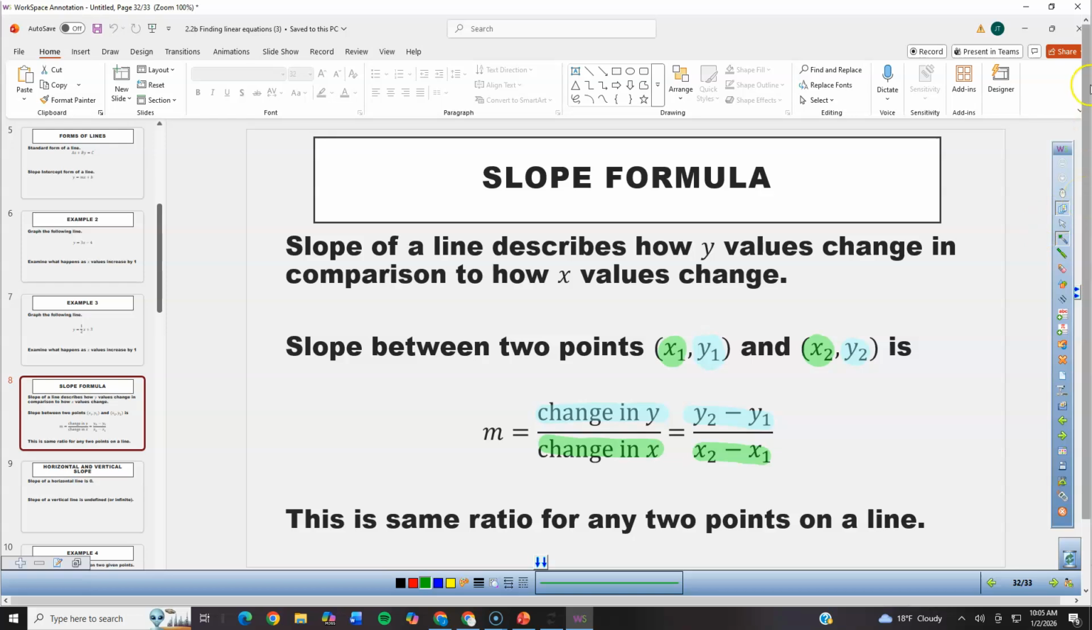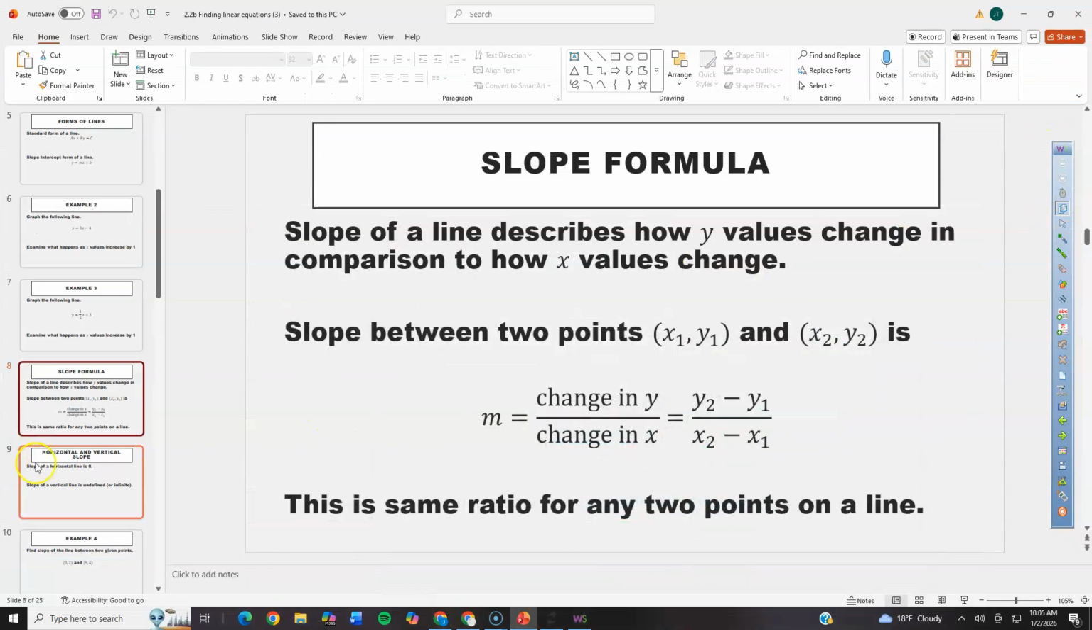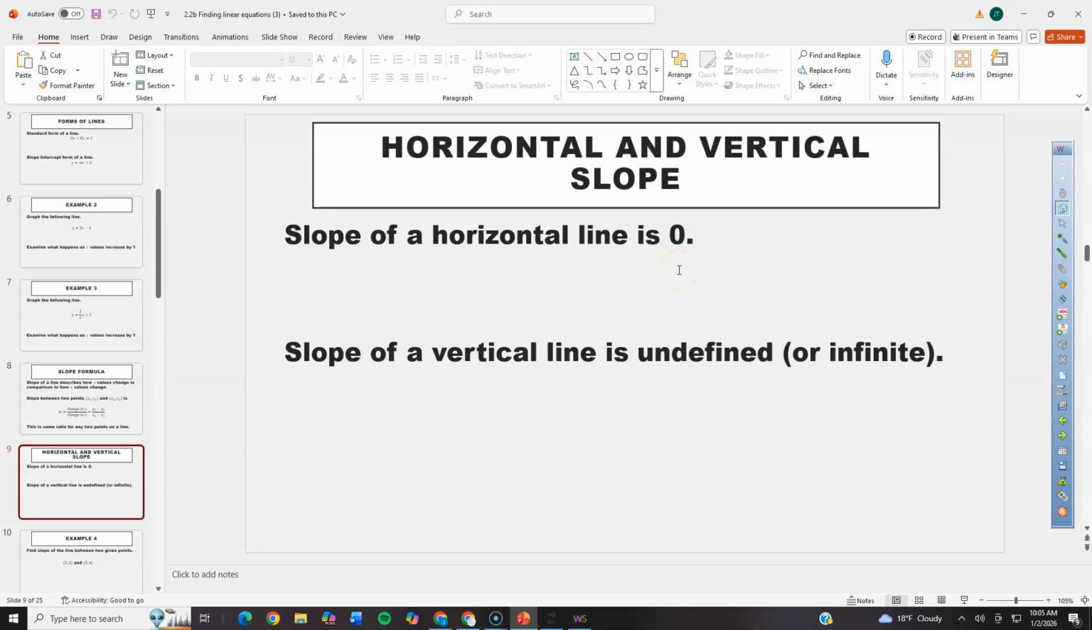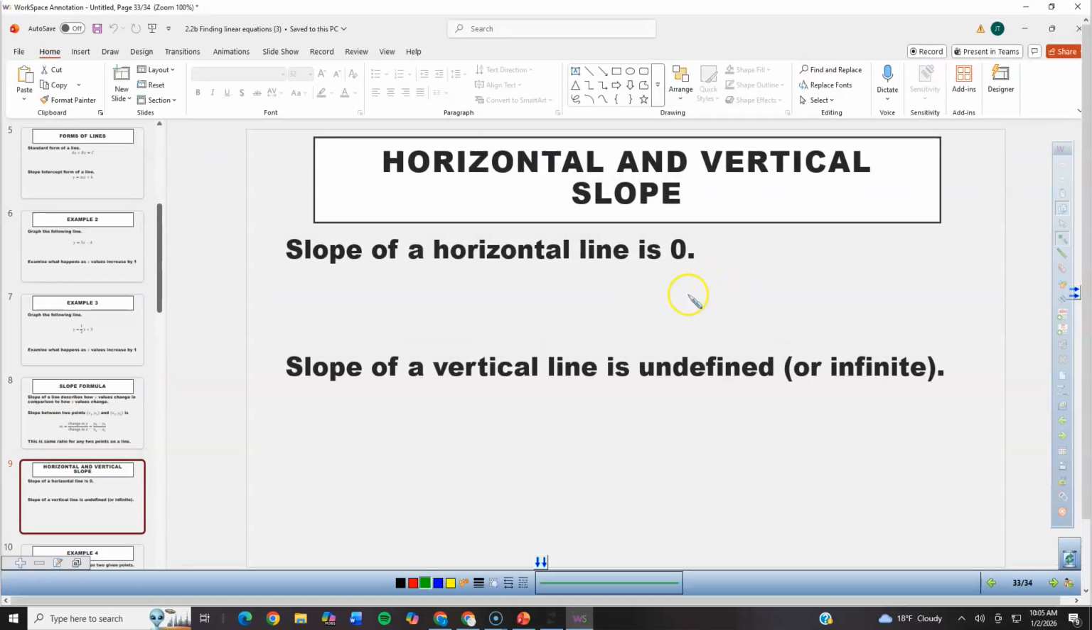Some other things come up when we look at the slope of a line. The slope of a horizontal line is 0, which makes sense because a horizontal line does not go up or down over time. So that slope would be 0 over some number, which is just 0. A vertical line goes up and down forever, over 0. Because we cannot divide by 0, we call that undefined.